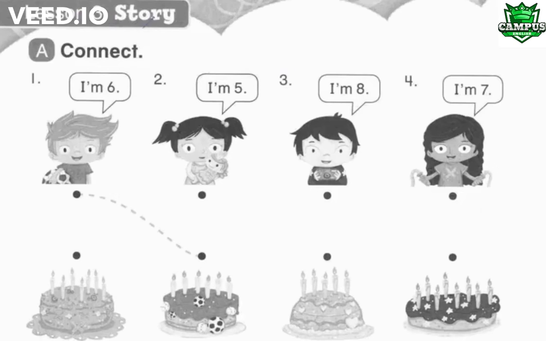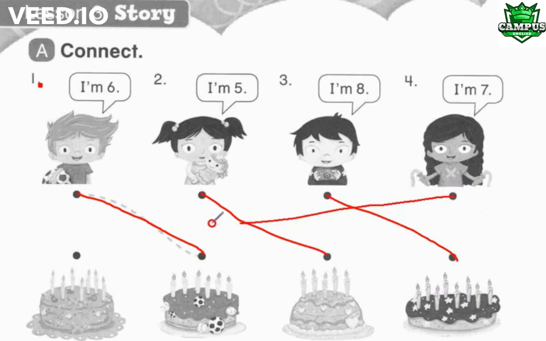Lesson 3. Story. A. Connect. 1. I'm 6. 2. I'm 5. 3. I'm 8. 4. I'm 7.